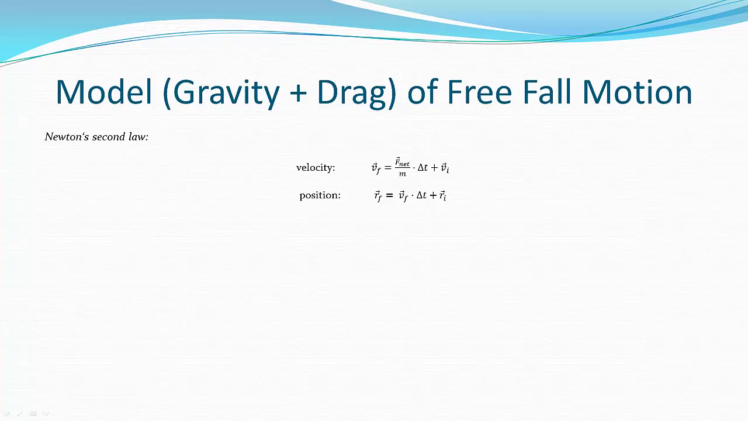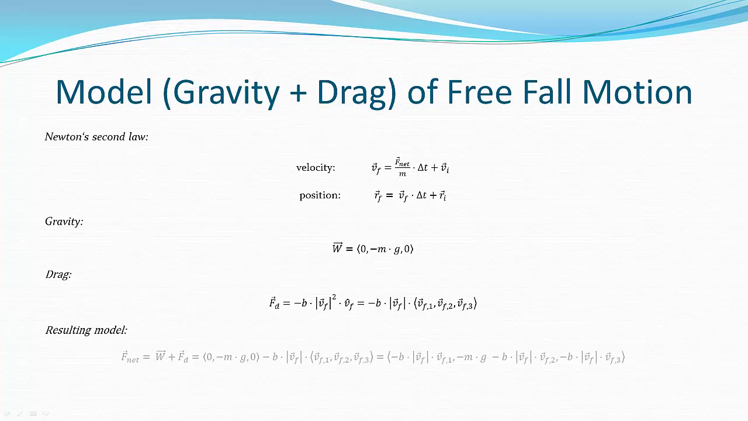As a consequence, the model had to be adapted. Besides gravity, the net force now also consisted of a drag force. The drag force was in the opposite direction of the velocity and had a magnitude b times the square of the magnitude of the velocity. This led to a new resulting model which was no longer independent of the mass of the object.